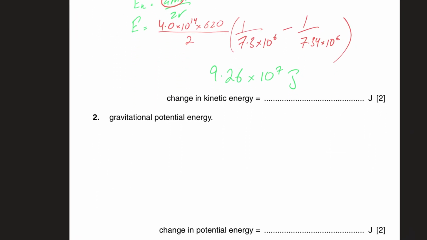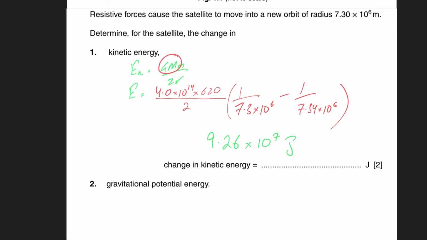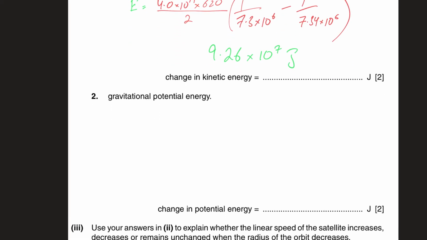Part 2 of the question says gravitational potential energy. So they want us to determine for the satellite the change in gravitational potential energy. Now the formula for gravitational potential energy, Ep, is GMm upon r. Similar to the previous part, you can either solve it separately, find the potential energy using the old radius and the new radius separately and then subtract the two, or form one equation.